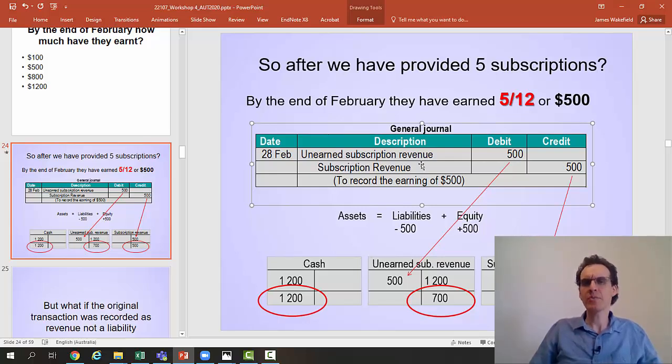Now, of course, given we have now earned that $500 in revenue, we need to record that so we can report what our actual performance is for the period ended 28th of February.